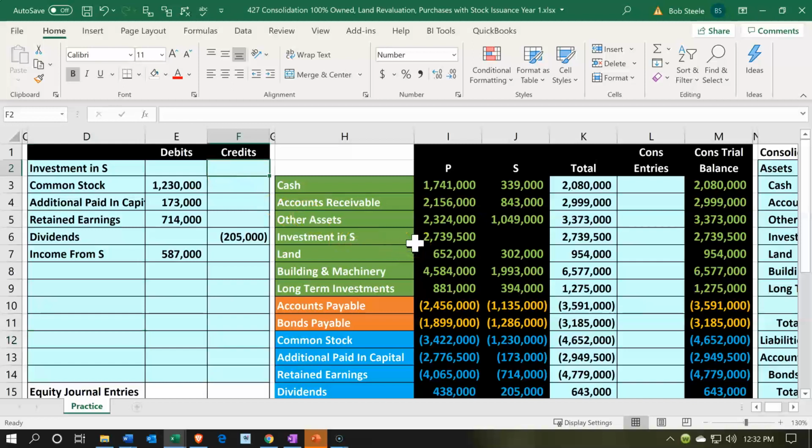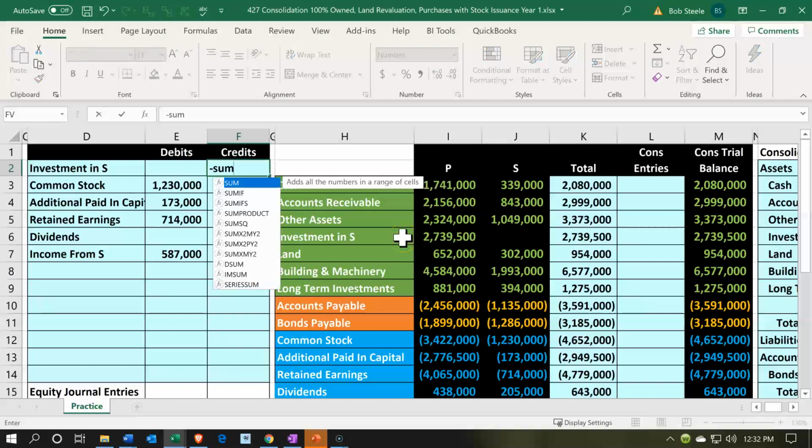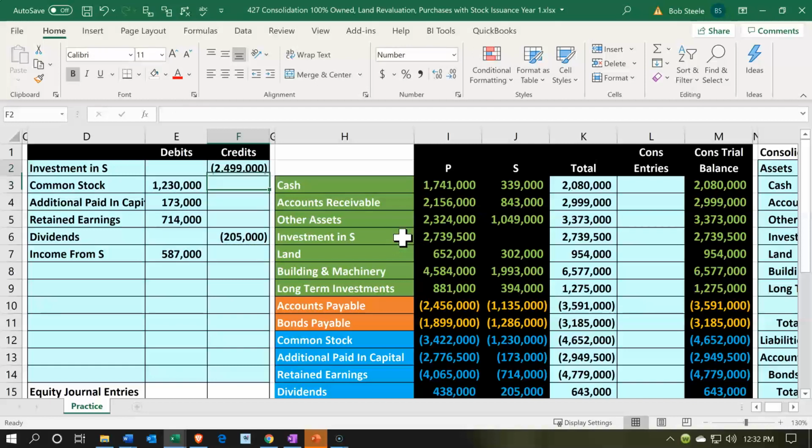But that's not the case because we have the land that needs to be revalued. So in other words, if I use this as my plug entry, I'm going to say, all right, negative sum, and say I need to do whatever I've got to do to make that balance. That's going to be the $2,499,000. That doesn't equal this amount. Why? Because of the difference in the valuation of the land. And let's break that out in a separate journal entry. So let's post this out first.